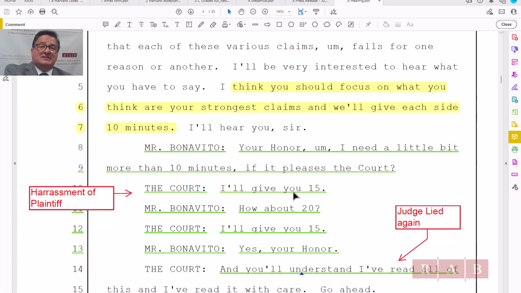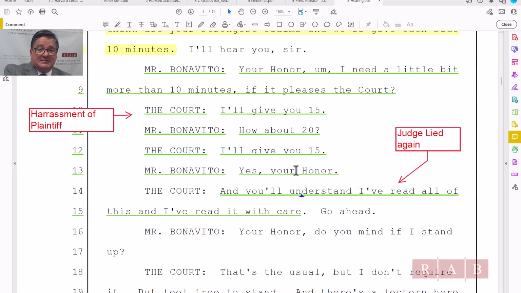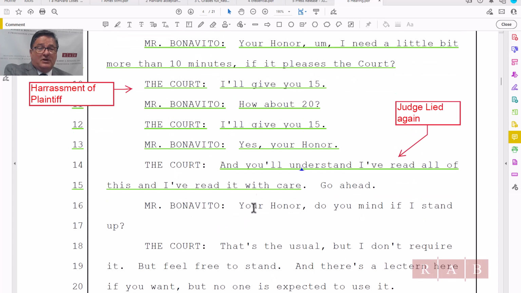Now, why is he doing this? Think to yourself, why is he doing this? He just said Harvard won the case, and now he wants to give me 15 minutes. Your Honor, and then he says here again, "You'll understand, I've read all this, and I've read it with care." Now, this is critical. This is a federal judge saying he read it twice.